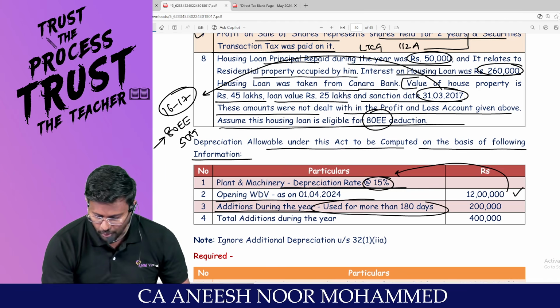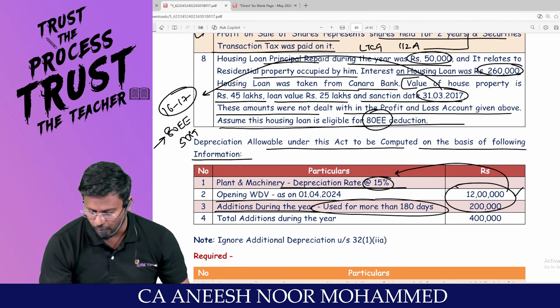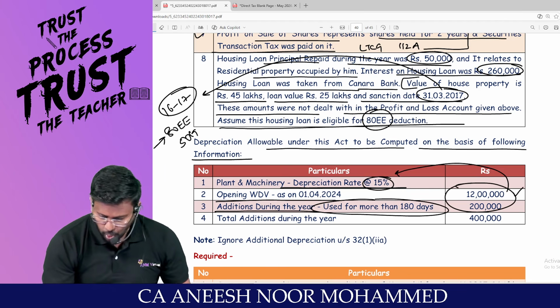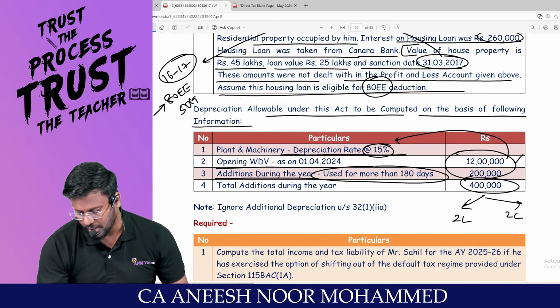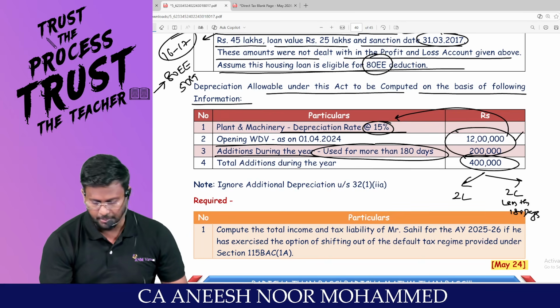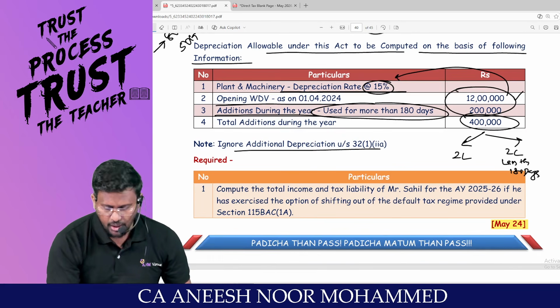Addition during the year used for more than 180 days is 2 lakh. So for the entire 14 lakh we can claim 15%. Total addition is 4 lakh. Out of 4 lakh, 2 lakh is used for more than 180 days. The remaining 2 lakh is used for less than 180 days. For this less than 180 days, only half the rate of depreciation applies. Am I right? Ignore additional depreciation, they said.